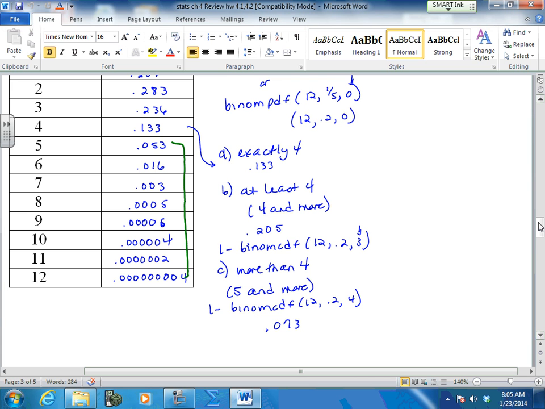So B and C is the same thing? No. B says at least 4, 4 or more. This one says more than 4. Right, so 5 is more than 4. The only one you don't want is this. So technically you can take that answer and just subtract that one out of it. Yes, because it's the only one that was overlapping. You can do that as well.